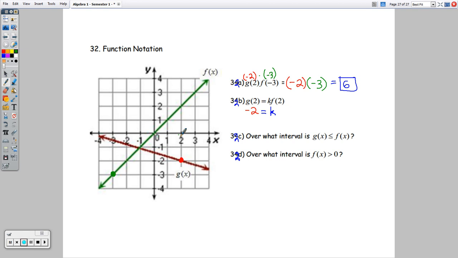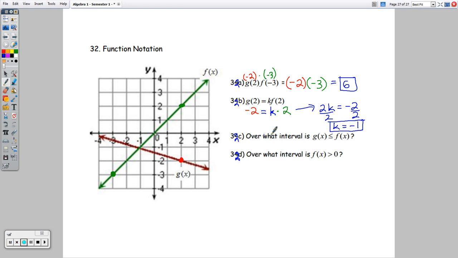If we go right 2, what's the value on the green line at 2? It's +2 right there. So this is k times 2. Another way to write this would be 2k equals -2. K times 2 is 2k. Divide both sides by 2, and you have your k value at -1.